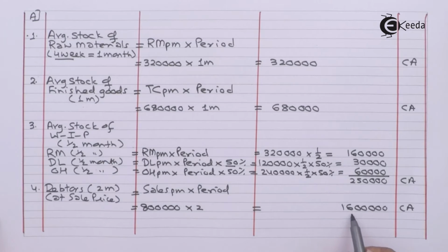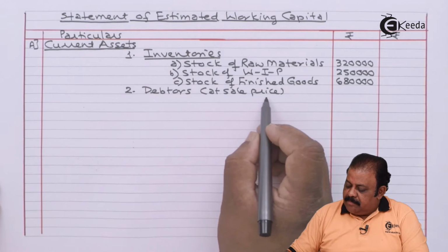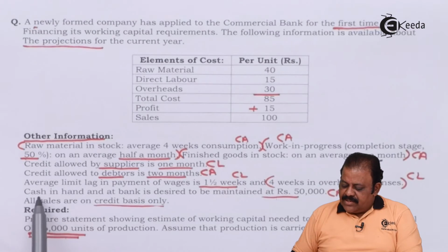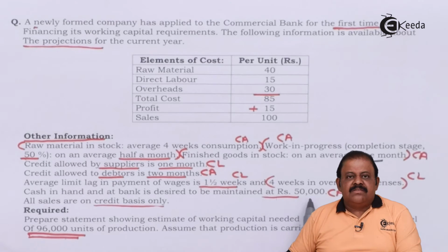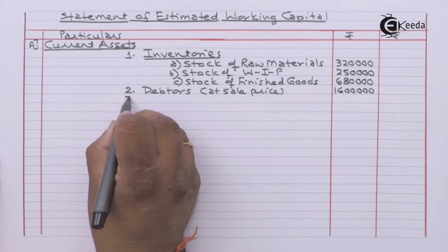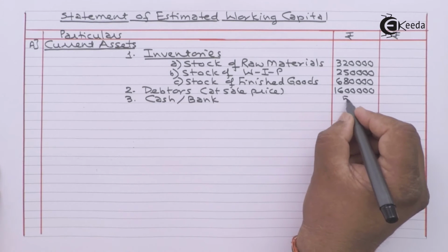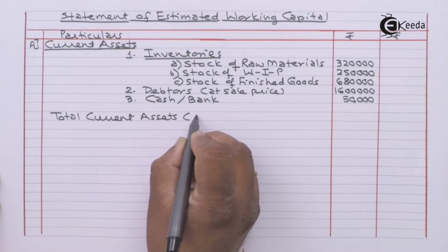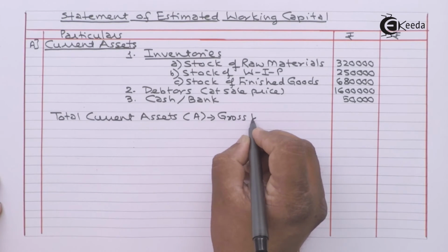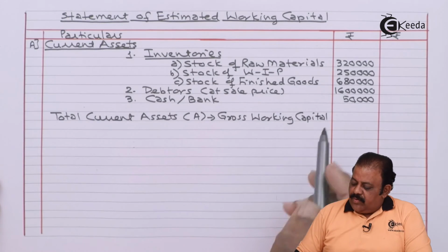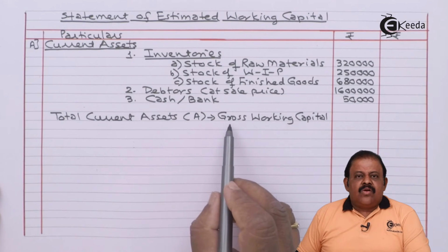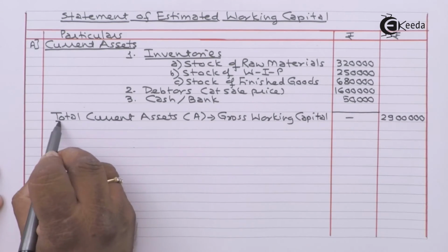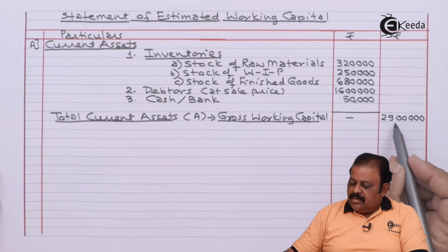Debtors for 2 months 16 lakhs, debtors at sale price. Cash in hand and at bank is desired to be maintained at rupees 50,000. This will be part of current asset. We have recorded all current assets. We can take now total to arrive at gross working capital or total current assets. So we have gross working capital 29 lakhs.